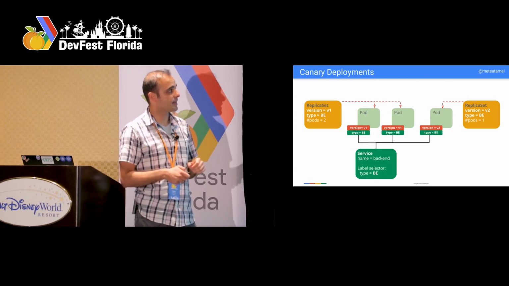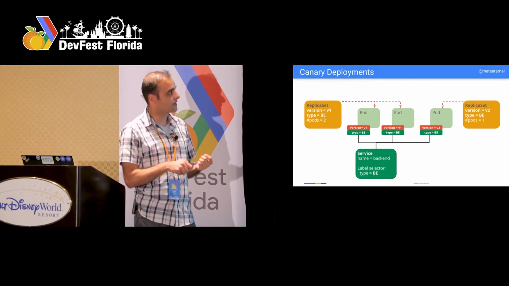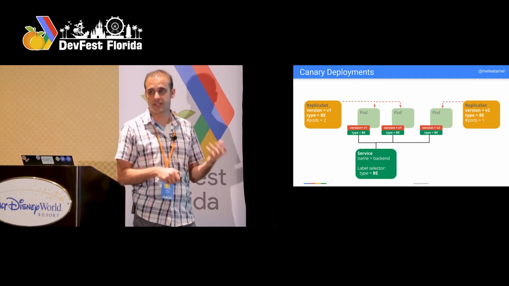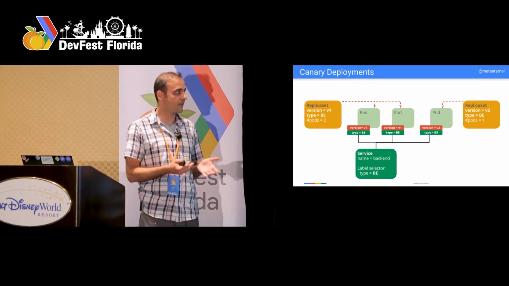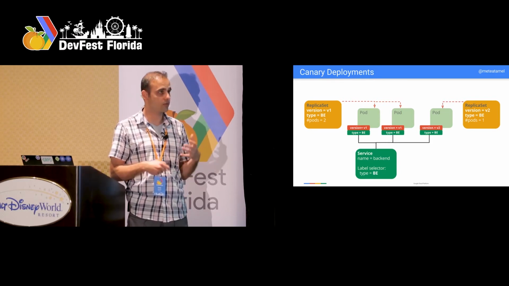But the nice thing is that the service only looks at this label, type equals BE, as its selector. And all the pods, they have that type equals BE. So you have 2 versions, version 1 and version 2, being serviced by the same service this way. So this way you can have a canary deployment, look at this, make sure everything works, and if everything works, you can do a rolling update.